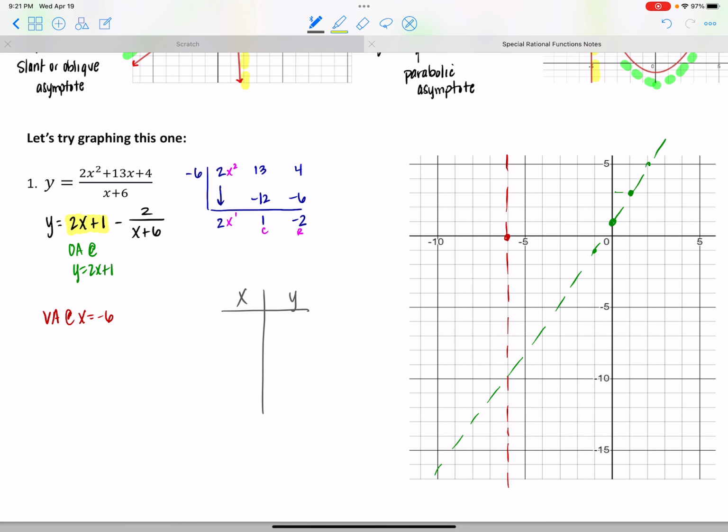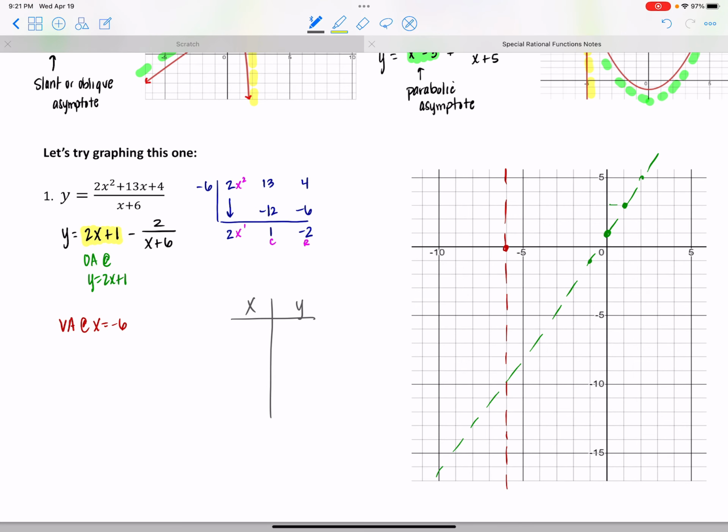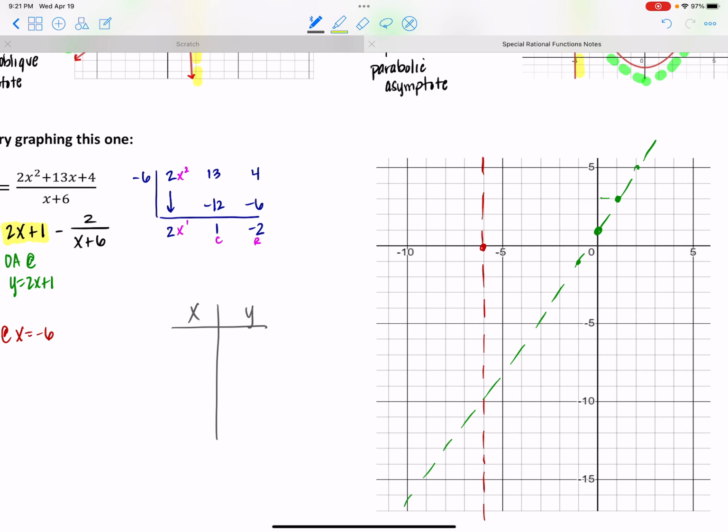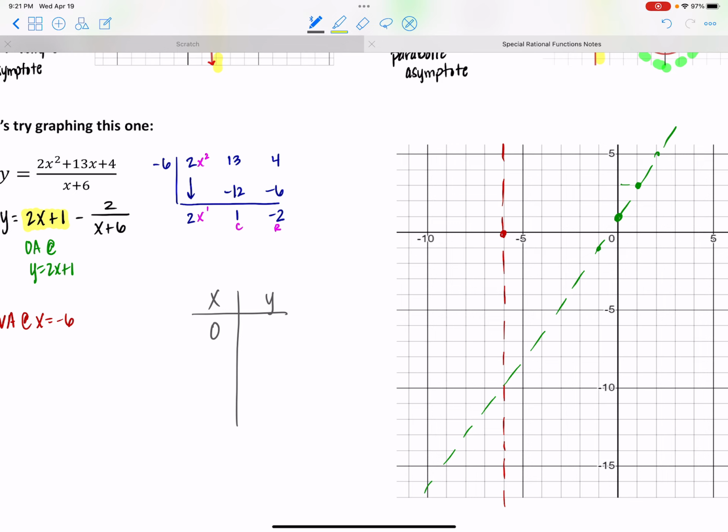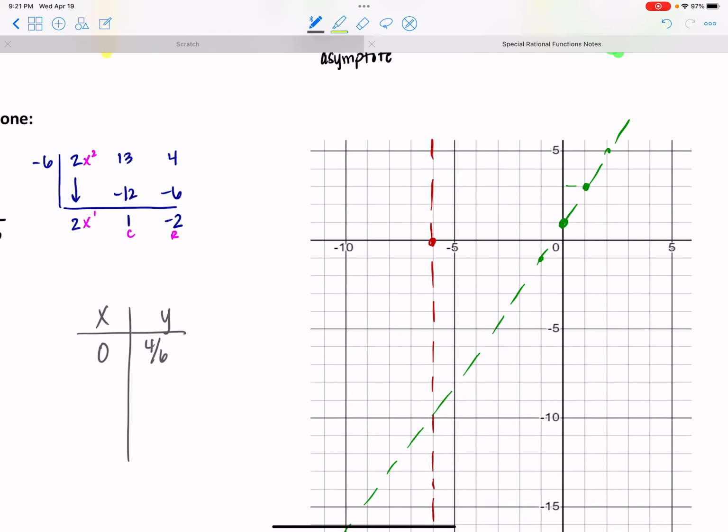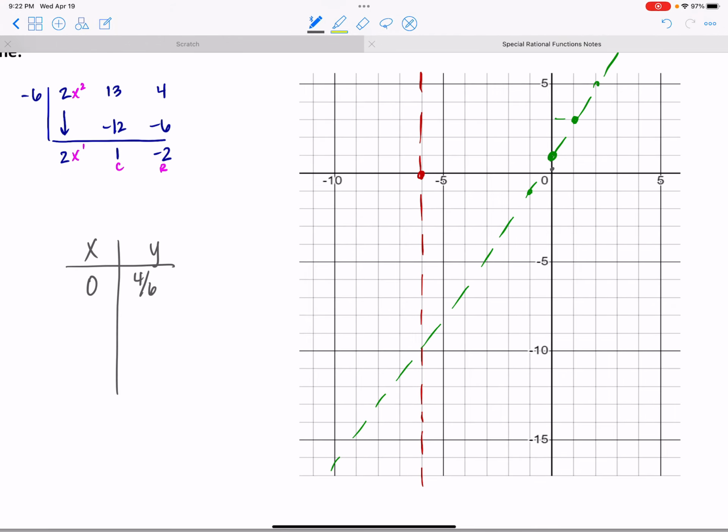So I'm going to plug into my table again something to the left and something to the right of my vertical asymptote. So I think to the right, 0 is always a nice number to plug in. So I'm going to go ahead and do that. If I plug 0 in, everything with an x is going to go away. I'm going to be left with 4/6 or 2/3. So if at 0, my function is up here at 2/3, that's definitely below my intercept of 1 there. I know that my branch has to be in this quadrant here.